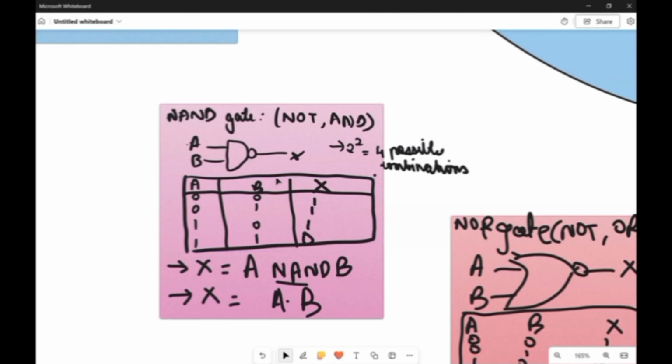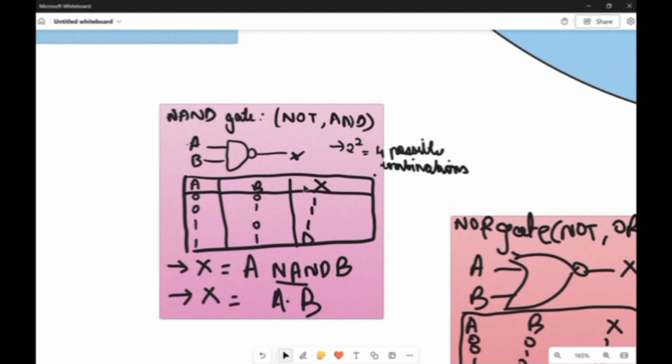Now what will X do? A and B are first being multiplied. So 0 into 0. That's what the AND gate does. The AND gate multiplies A and B. So 0 into 0 is 0. But since we have a NOT gate in front of your AND gate, this is going to be inverted. So 0 into 0 is 0, but your NOT gate would make it a 1. 0 into 1 is 0, but your NOT gate would make it a 1. 1 into 0 is 0, but your NOT gate would make it a 1. 1 into 1 is 1, but your NOT gate would make it a 0.